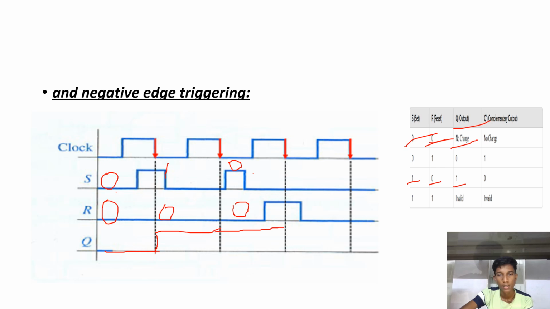Then if S is equal to 0, R is equal to 1, the output will be 0. It is a reset state, means if it was 1 it will become 0.